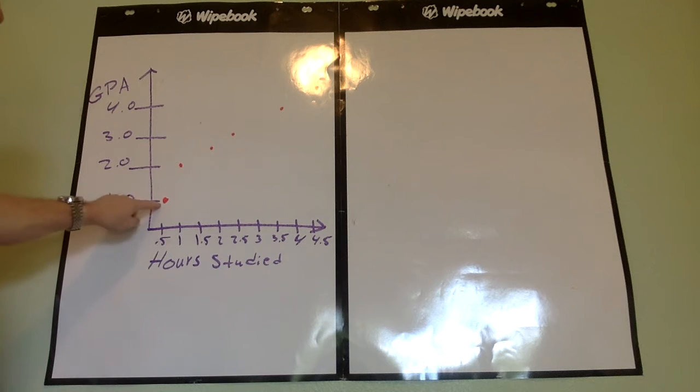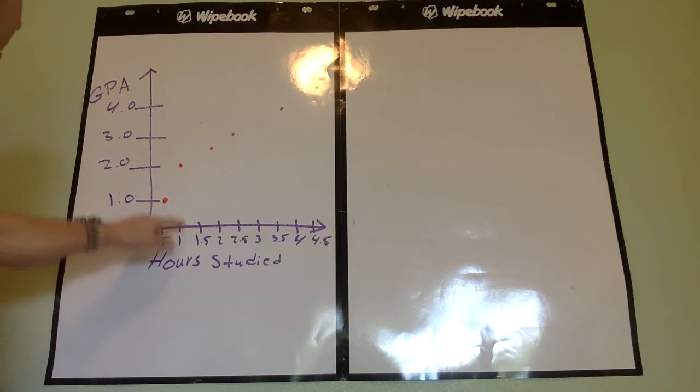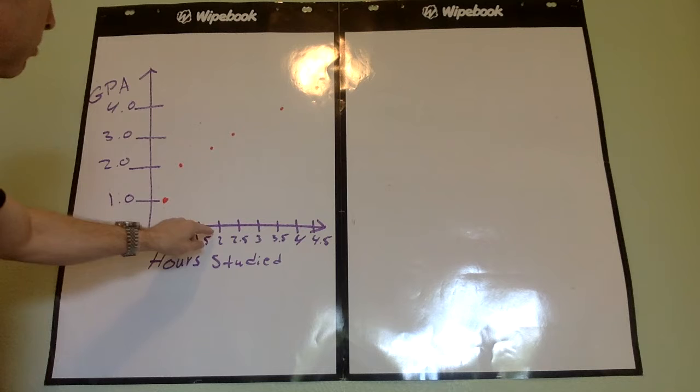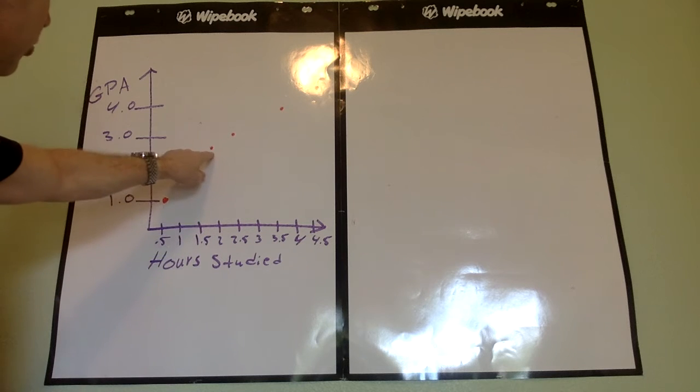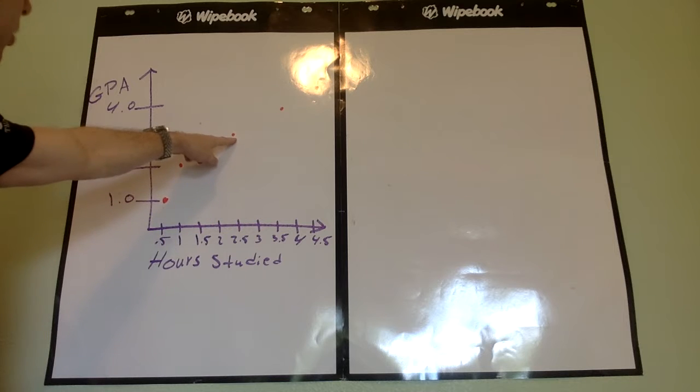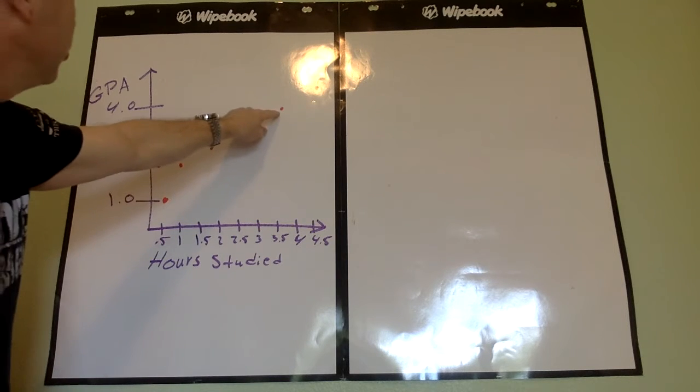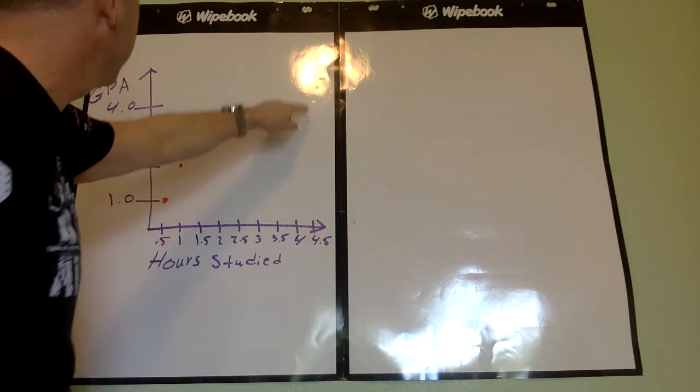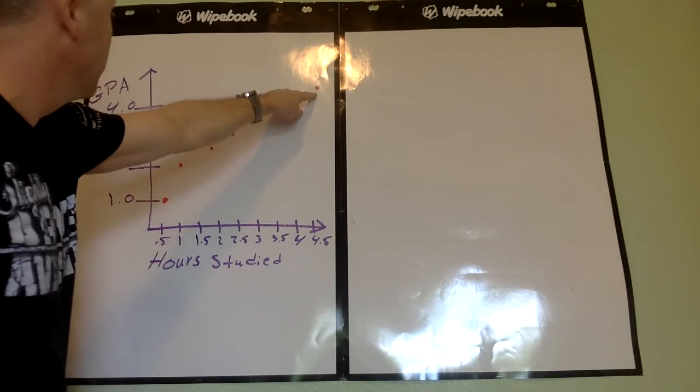So a half an hour, you get a 1.0 GPA. All right, 1 hour, you get a 2.0 GPA. Between 1.5 and 2 hours, you get just under a 3.0 GPA. 2.5 hours, just around a 3.0 GPA. Then 3.5 hours brings you below 4.0. And then 4.5 hours brings you above that GPA for 4.0.